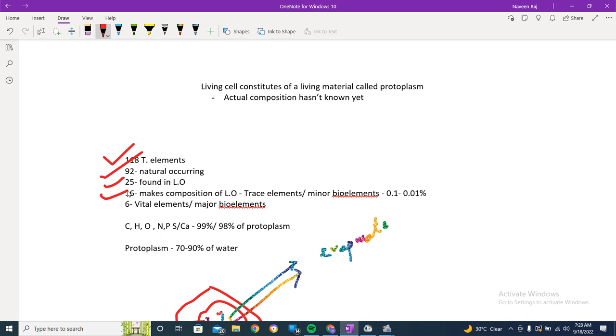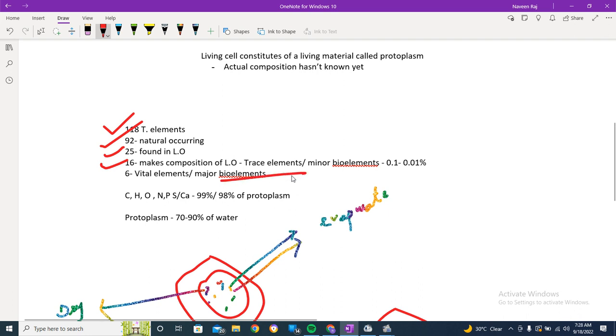The ones that play a role in composition are termed as the bioelements. There are also proportions of these elements present. We have six major elements that are present to the proportion of 98 to 99% of the protoplasm. We also have minor bioelements that are present at less than 1%. So in the last video we discussed the bioelements, and in today's video we'll be looking into biomolecules.